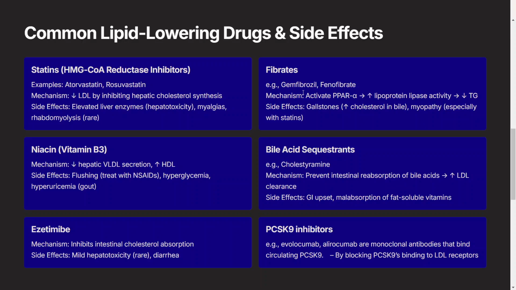Niacin, we don't use that much, but you just have to know that it reduces the hepatic VLDL secretion and increases the HDL. The most common side effect is flushing, which is lessened when you take it with NSAIDs, like ibuprofen or Advil. It can also induce hyperglycemia, so be watchful when using it in a diabetic patient, and it can induce hyperuricemia, so be watchful in patients with gout or tophi.